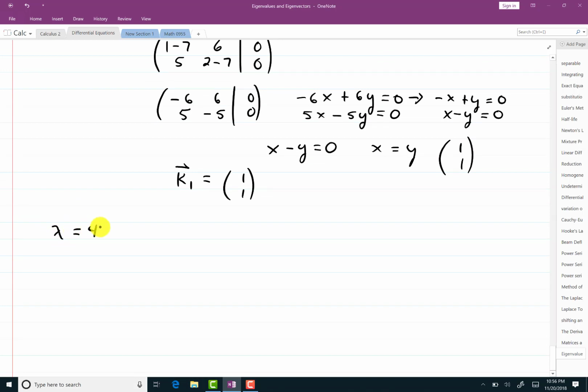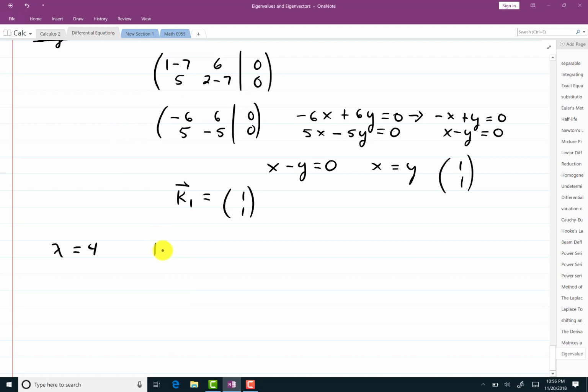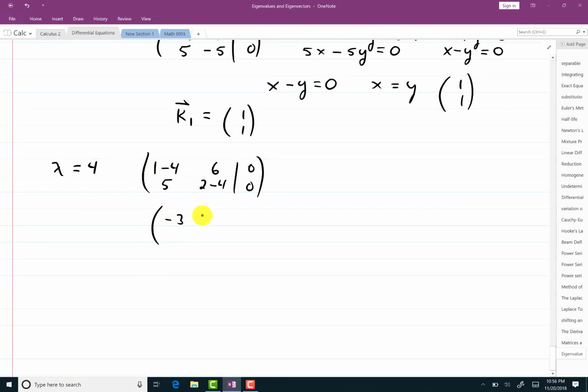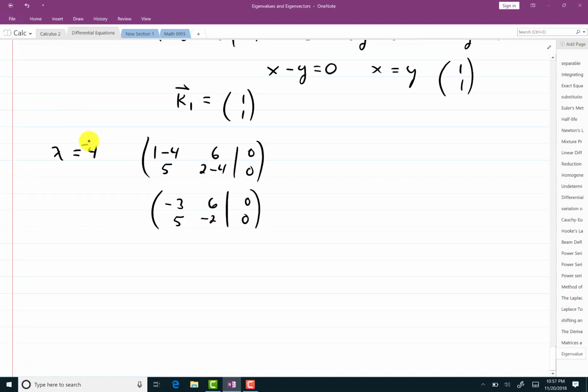The other one was lambda equals 4. So this time I have 1 minus 4, 6, 5, 2 minus 4. So when I work this, I'll get negative 3, 6, 5, negative 2. Sorry, lambda equals negative 4. Plus, plus. That means that'll make this a 5, 6, and a 5, 6, as I expected. We can immediately go to 5x plus 6y equals 0. You can ignore the other one. You're only going to get one equation out of these things. There'll definitely be a dependent system no matter what.